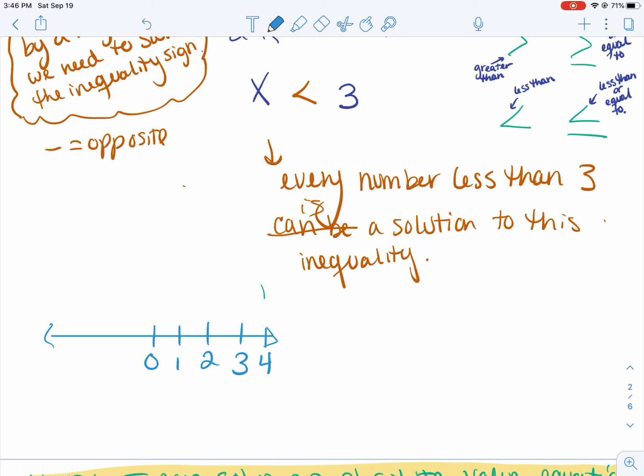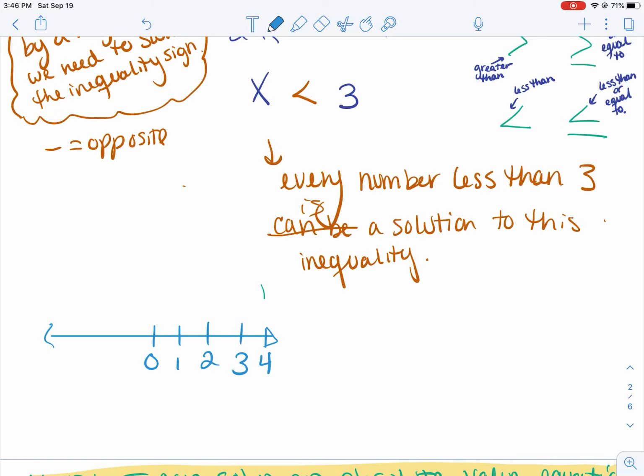If the number you got in your answer is not close to 0, you don't have to put 0 on your number line, okay? Just make sure that you have the value you need, and then a few values higher and a few values lower than it. So here's my number line.